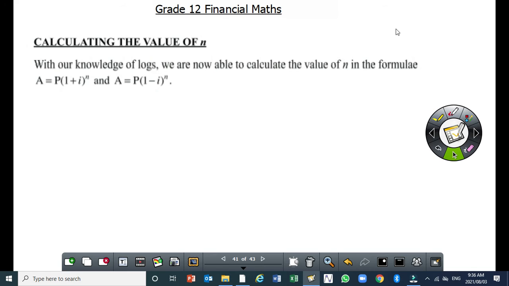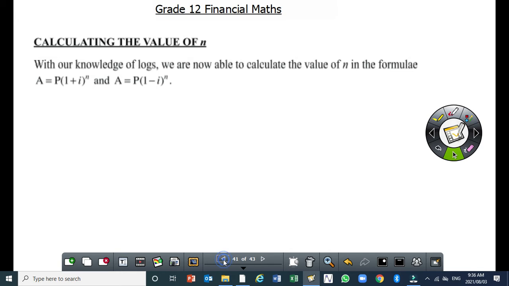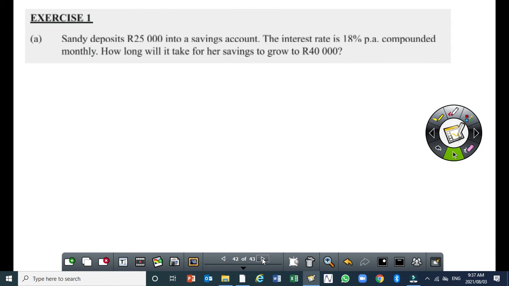Our knowledge of logarithms, we can calculate the time period for both the appreciation and depreciation formula of compound interest. Right? So let's do an example. This should not take you long to copy down. If you're behind, you can copy down later.